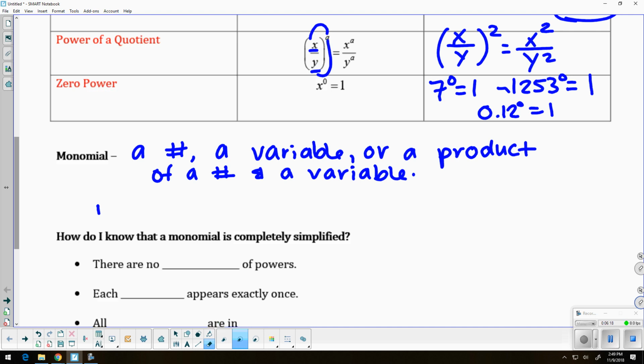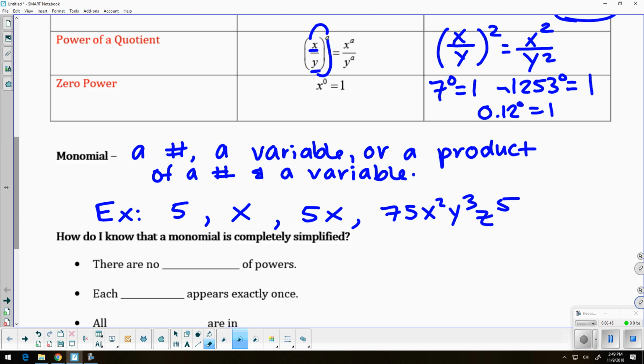So here are some examples of monomials. So again, it could just be a number, like 5. 5 by itself is a monomial. It could be a variable by itself, like x. So that's considered a monomial. Or it could be a product of the two. So if I multiply 5 times x, that's still a monomial. Or if I had something even as complicated as this, 75x squared y cubed z to the 5th power, that's still going to be a monomial. Okay, because they're all being multiplied. 75 times x squared times y cubed times z to the 5th. So it's all one monomial.